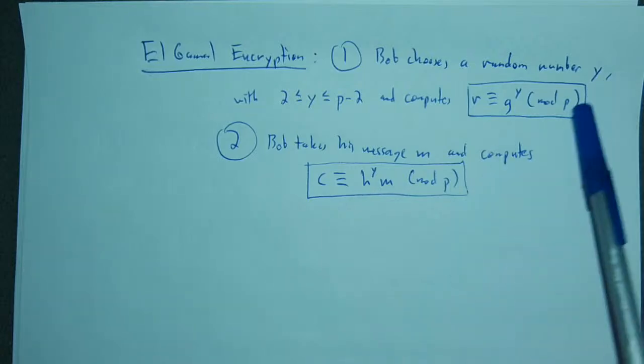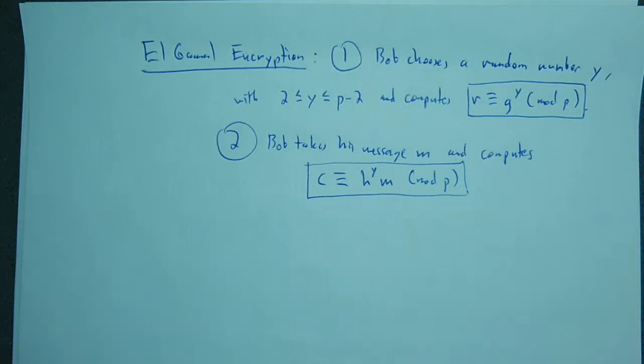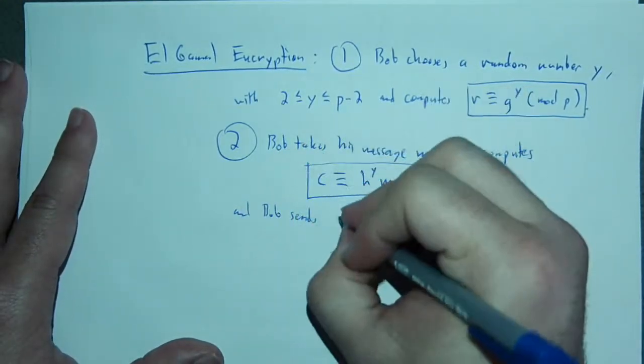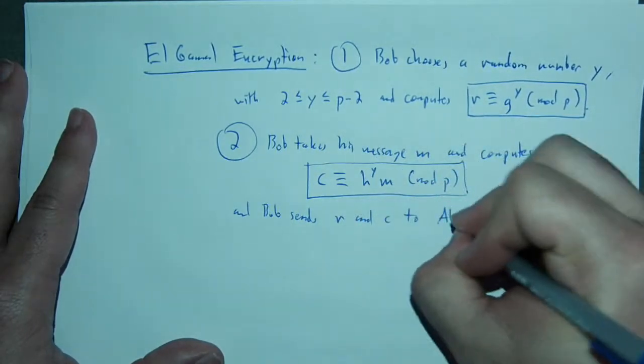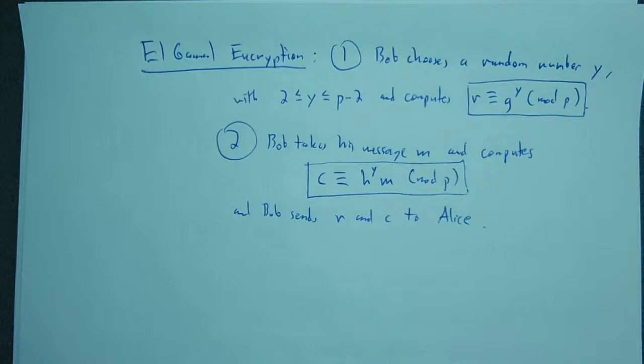Of course, g and p are public info, and h is public info. So the only thing among all of Alice's knowledge that Bob doesn't know is the x that she came up with. So Bob picks random number y, computes g to the y mod p, and then takes his message m and computes h, the publicly available h, to the y times m mod p. So he gets a pair, r and c, and Bob sends r and c to Alice.